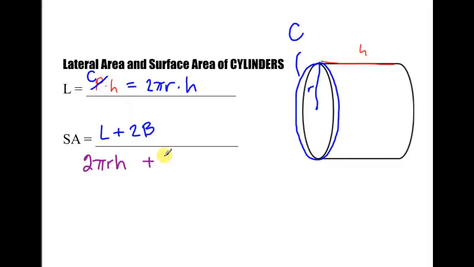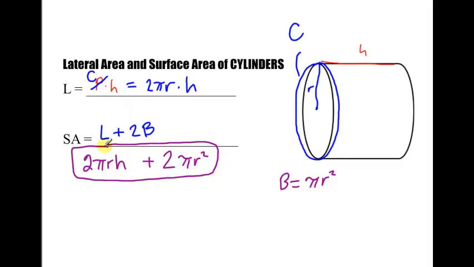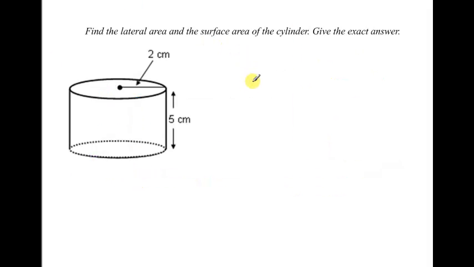Then when we add in the base areas, remember, the bases are circles, so the area of a circle formula is pi r squared. And so for base area, we would put in pi r squared. And this is generally the formula that you'll see on formula sheets and such for the surface area of a cylinder. Let's try it with an example. We're going to find the lateral and the surface area of this cylinder. Now the steps are not as involved because it's a nice circle. We'll just go straight to our formulas.